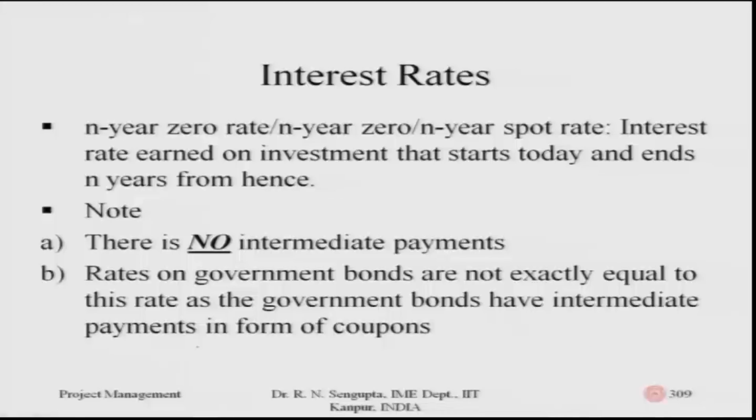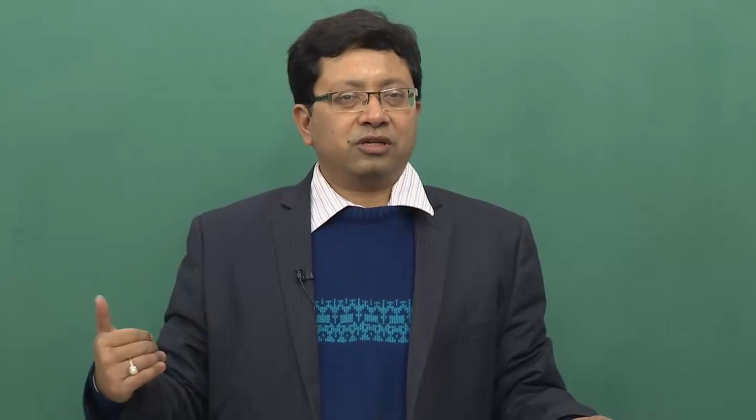So, note for this concept to find out the n years 0 rate, the n years spot rate, whatever calculation you want to do, you are considering that there are no intermediate payments. So, the values of I 0, I 1, I 2, I 3 or C 0, C 1, C 2, C 3 or R 1, R 2, R 3, R 4, all these values are not coming into the picture.